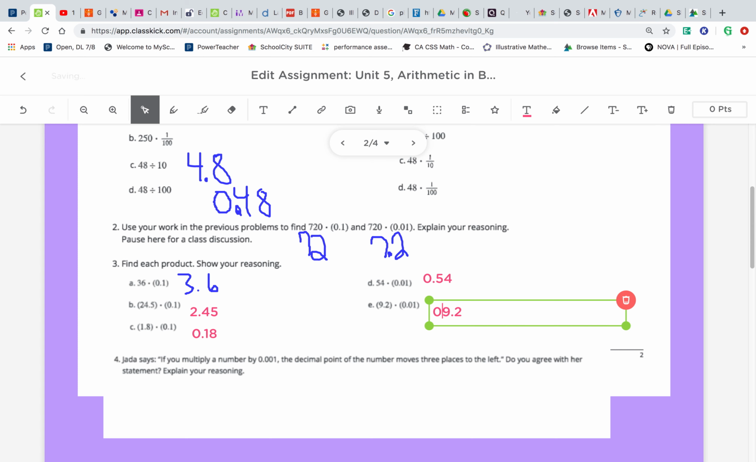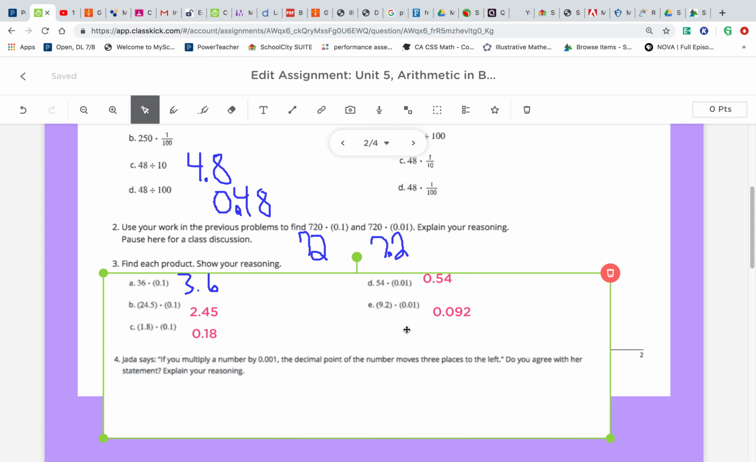Okay, so I need to put a 0 here and the decimal here. And now this one goes away. So it's 0.092, and I'm going to put another 0 in front of the decimal so we're clear that we know that we're talking about something that is less than 1. 0.092.